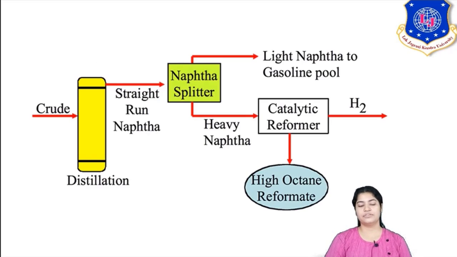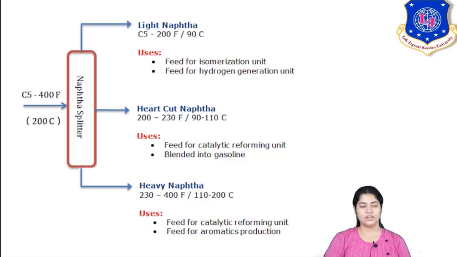You can see directly from this example that your crude, which is subjected to distillation, gives straight run naphtha. Now, how is this straight run naphtha further divided? From the naphtha splitter, you get light naphtha, which is directly sent to the gasoline pool. Then you have heavy naphtha, which is sent to reformers to improve its quality. Now, focusing on the naphtha splitter.